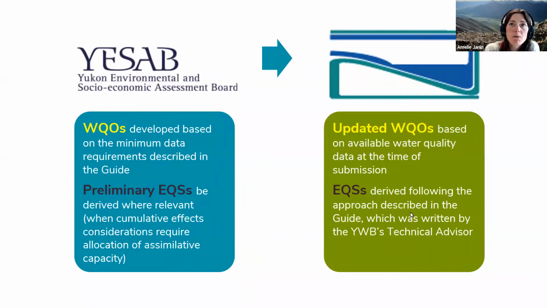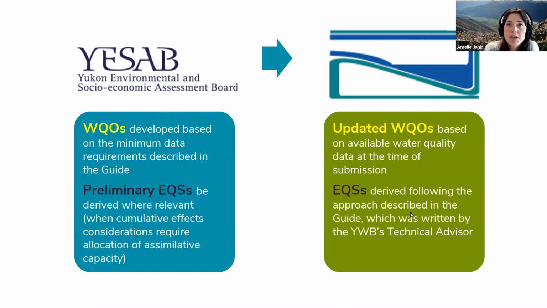So one thing which is important to note is that water quality objectives are being developed using the 3 years of baseline data that we recommend, and they are being presented to YESAB for the assessment of the project. During assessment of the project by YESAB, we do identify preliminary effluent quality standards, or EQS. And the EQS may be derived at that stage where it's relevant.